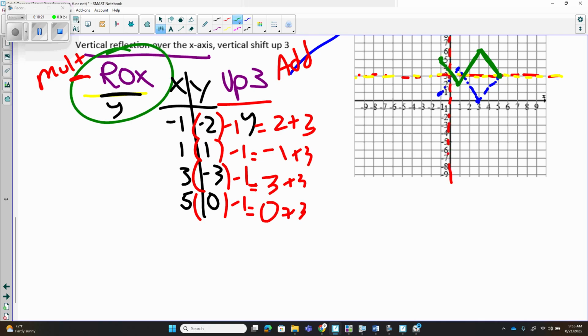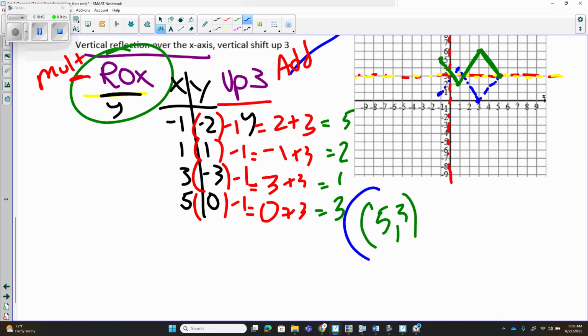In my final result, I'll just do it in green over here so you can see it. That's going to be a 5. That will be a 2. That will be a 6. And that will be a 3. So your points are 5, 3. Let's see if 5, 3 is on this graph. Oh, 5, 3. 1, 2, 3, 4, 5. 5, 3 is right there.